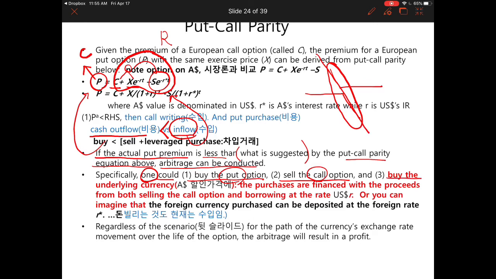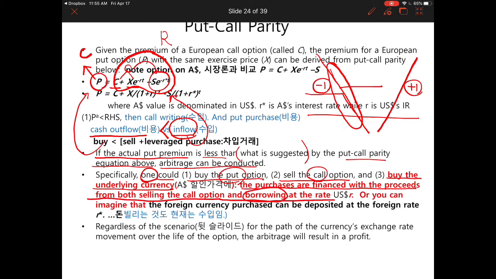And you buy the underlying currency. You have a long position for the underlying currency. So you have this +1 slope long position and a -1 hypothetical or synthetic position. These two cancel out, so you become risk-free, the flat one in the financial market, right? And the purchase of the underlying currency is financed with the proceeds from selling the call option and borrowing at the domestic rate.